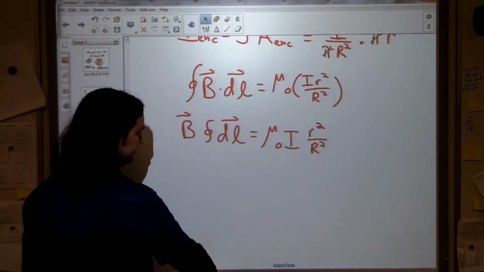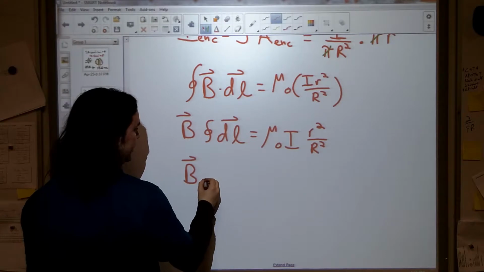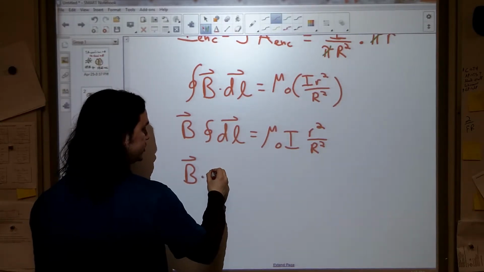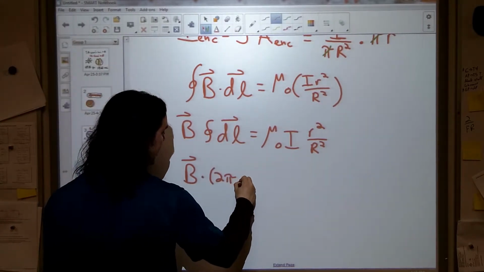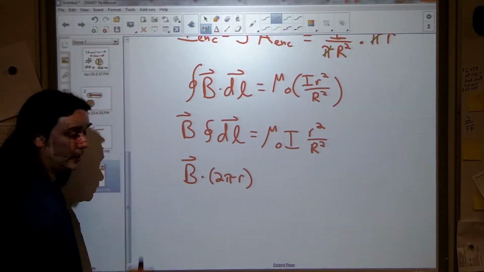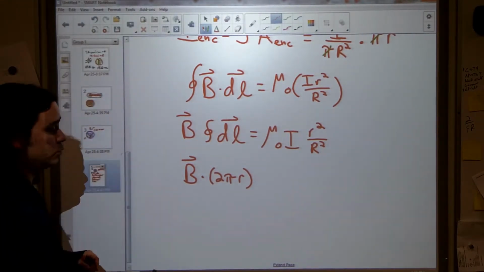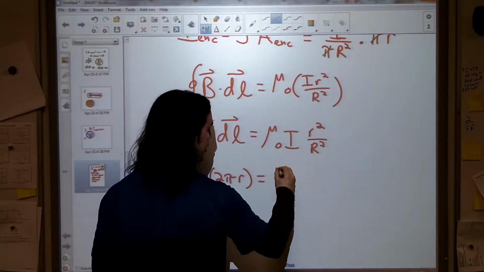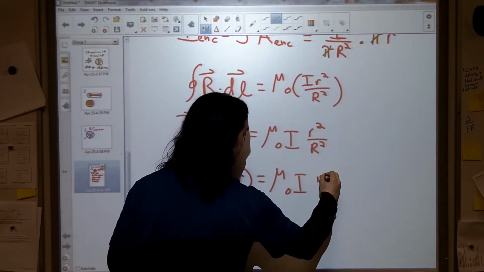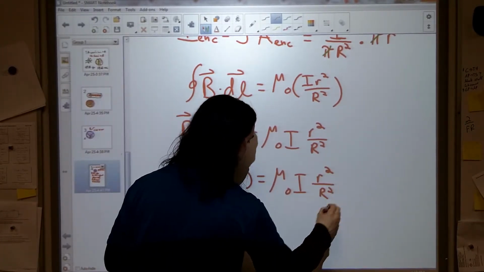It's the circumference, which means our magnetic field times the circumference, which is going to be 2 pi little r, because we're looking at the circumference of our Amperian ring at a radius of little r, is equal to mu naught I little r squared over big R squared.